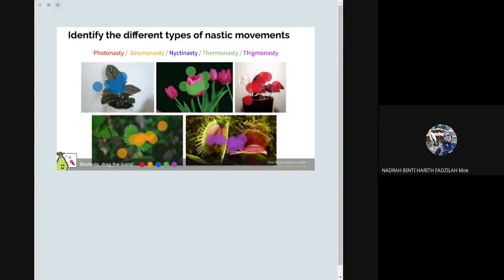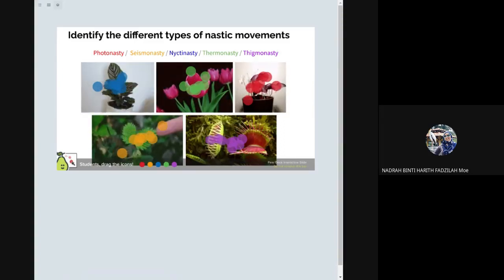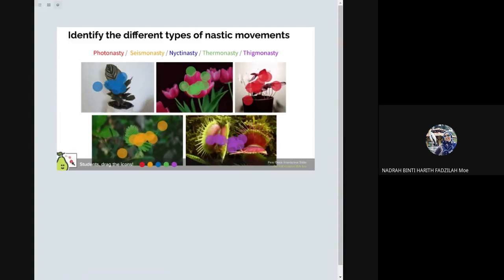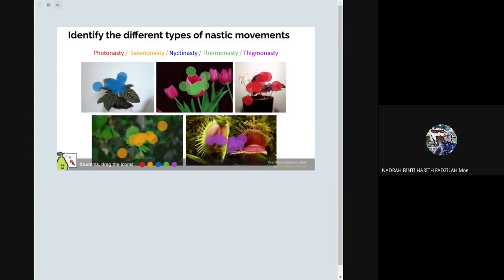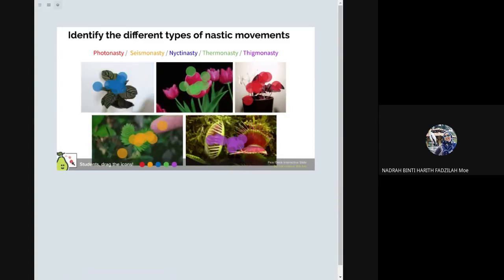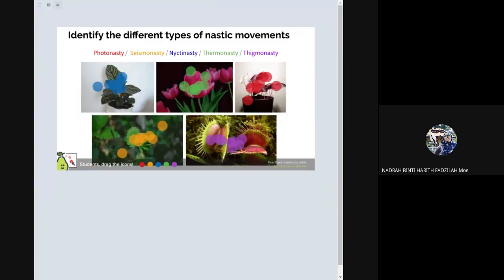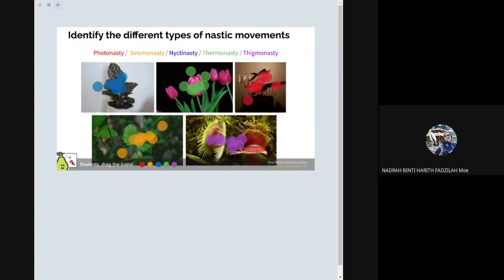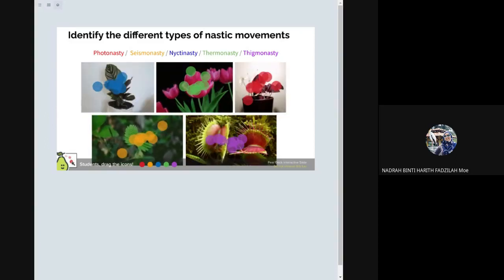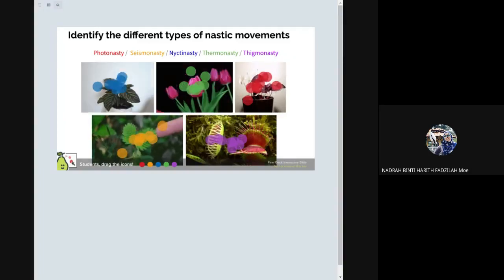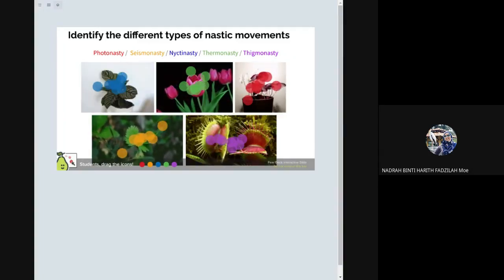Okey, apa beza dia? Niktinasti dia detect dua benda. Dia detect light and temperature. Fotonasti detect only the presence of light. Okay, fotonasti light sahaja, tetapi niktinasti detect light and temperature.